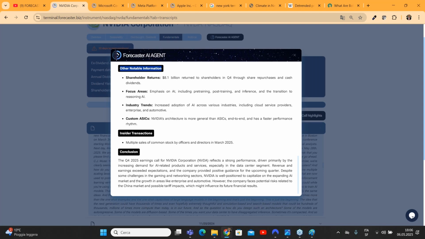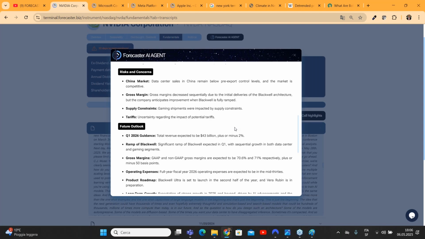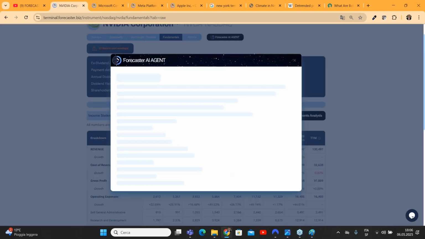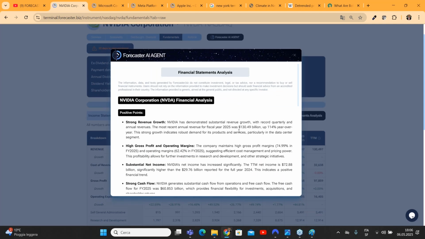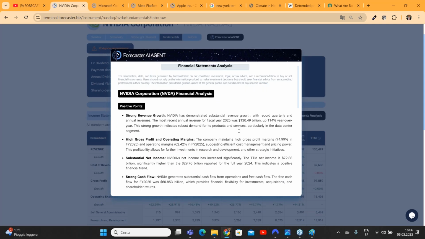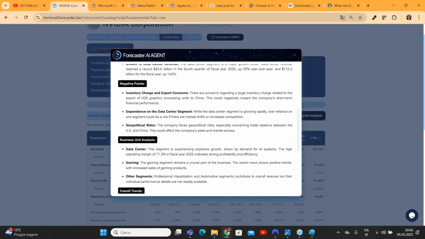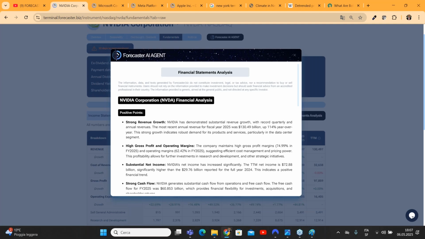You can also do the same in the raw page where you can ask the AI agent to analyze the income statement and the balance sheet. Okay. And we taught our AI agent to analyze the data. And this is something very important because as today we use the calculator for doing our math, now we can also use artificial intelligence to analyze the income statement and balance sheet.